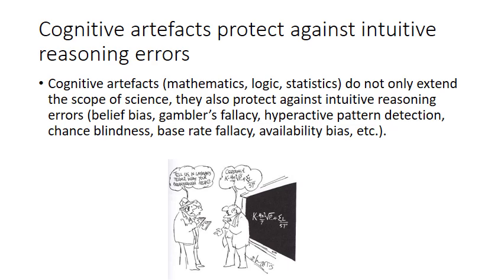But then statistics is hugely important to protect against all of these biases. As I've pointed out in previous lectures, we're very bad intuitive statisticians. Luckily, we have proper statistics to actually protect against these reasoning errors, protect against hyperactive pattern detection, chance blindness, the gambler's fallacy, the base rate fallacy, the availability bias, and so forth. So by using these cognitive artifacts, science is able to protect against intuitive reasoning errors.